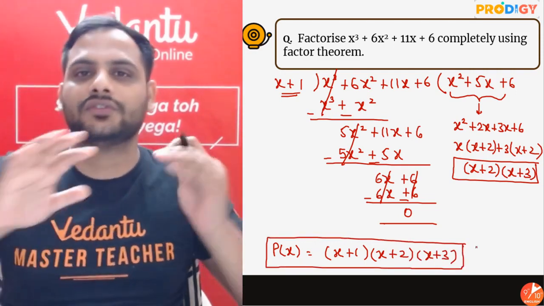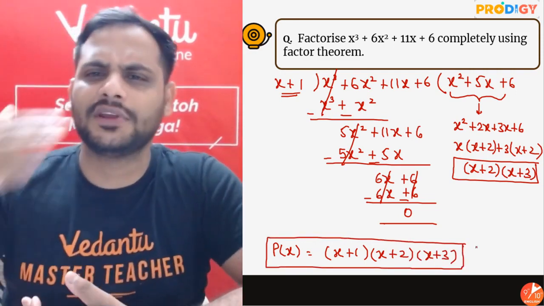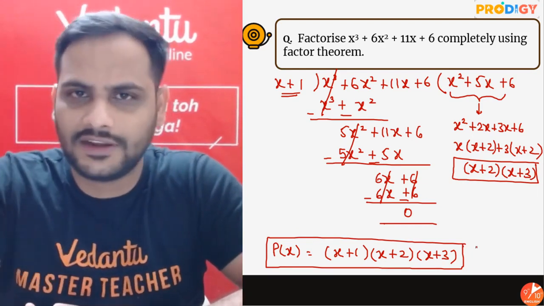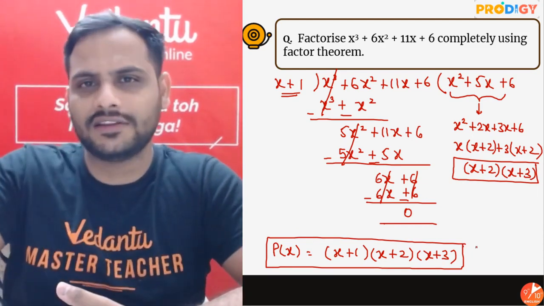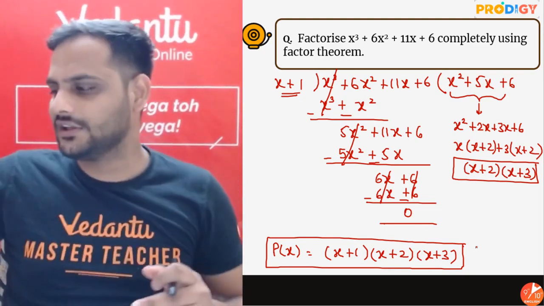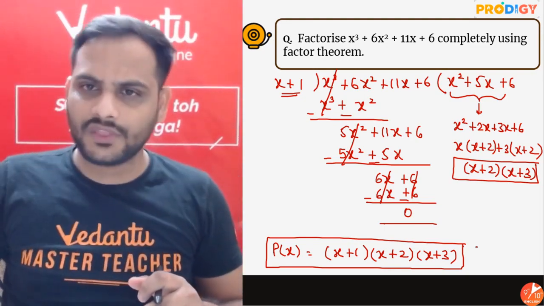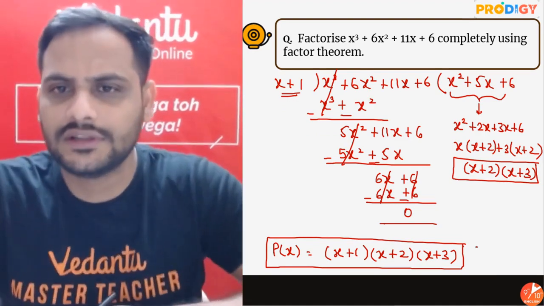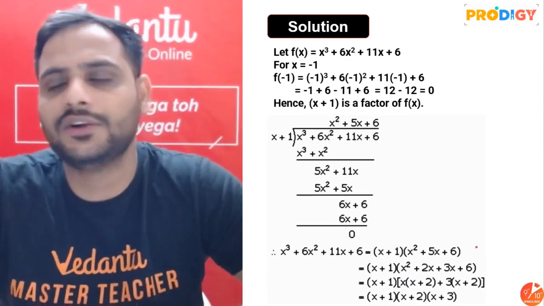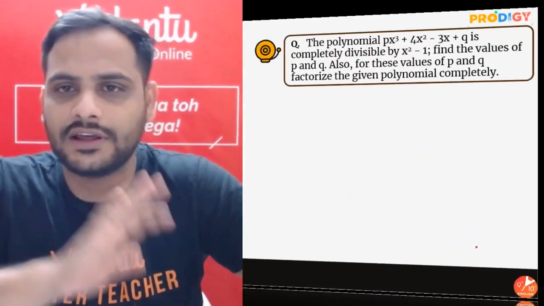Alright, beta. So this is how it works for any cubic polynomial. If it is a degree 4 polynomial, you start with any one factor. Once you get one factor, divide by that, and you'll get a cubic polynomial. Again further factorize that. So this way you can keep on moving. Okay? So x plus 1 into x plus 2 into x plus 3 is your correct answer.